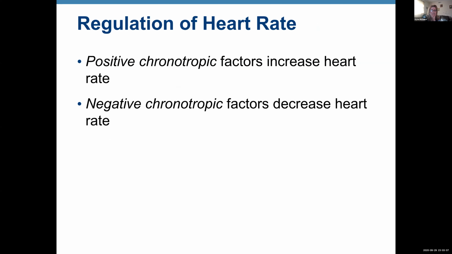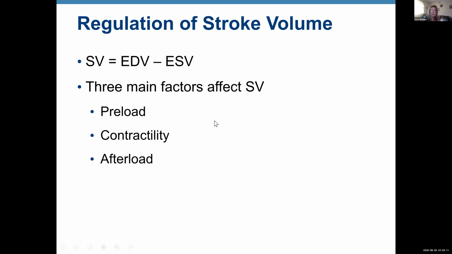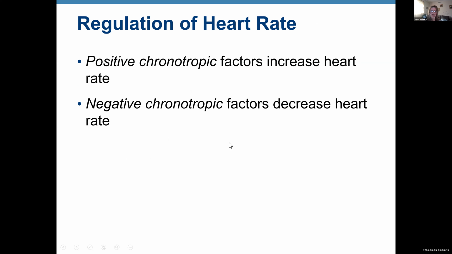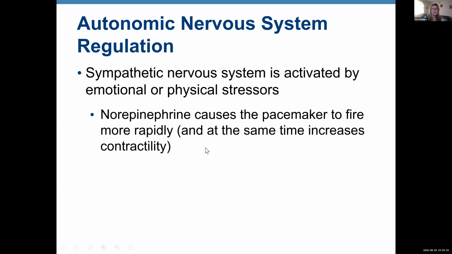Okay, now factors that increase heart rate, or we can regulate heart rate, right? We can regulate stroke volume, and we can regulate heart rate. And all of it will affect cardiac output. Now, factors that increase heart rate are called positive chronotropic factors. And factors that decrease heart rate are called negative chronotropic factors, right?